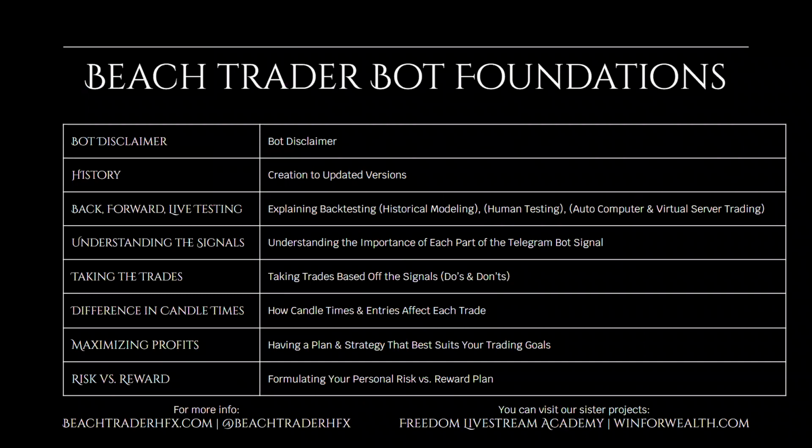And the things that we're going to go over today is the Beach Trader Bot Foundations. We're going to go over the bot disclaimer, the history, basically the creation to the updated versions. We're going to talk about back, forward, and live testing that the bot's been through, explaining what is back testing, what is forward testing, what is live testing. And we have human testing, historical model testing, auto computer and virtual server trading test. And then we're going to go over understanding the signal, understand the importance of each part of the Telegram bot signal.